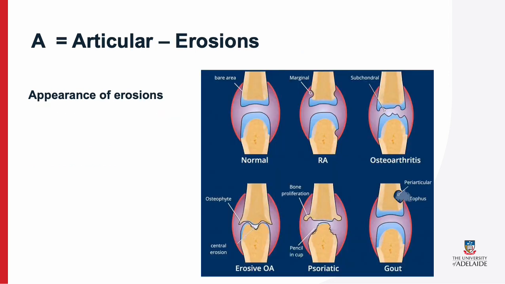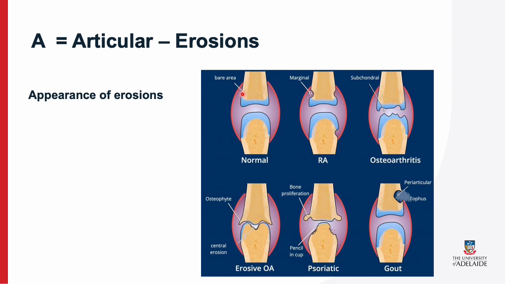So starting with A for articular, so erosions. The appearance of the erosions is very important to narrow down what the cause of the erosion and the erosive arthropathy is. We're going to talk about each of these in turn. But to start with, the normal.